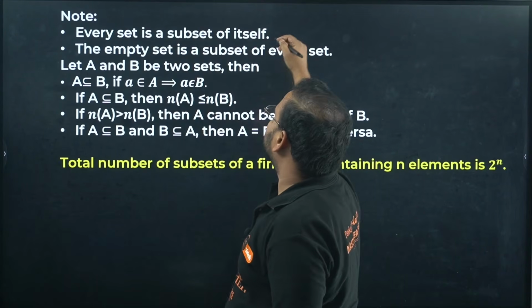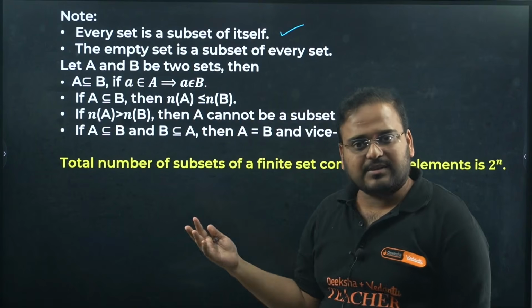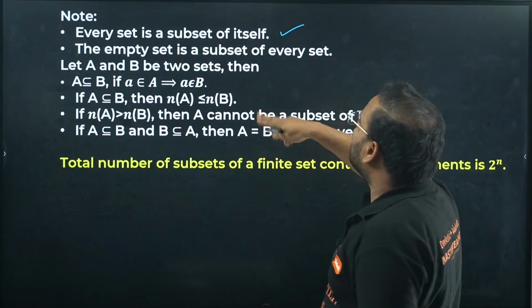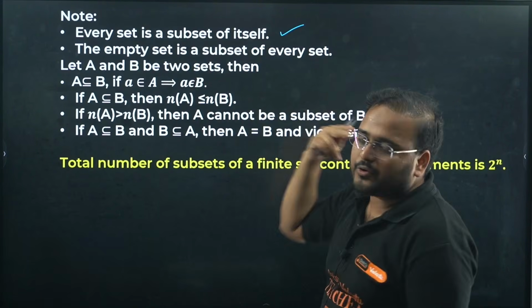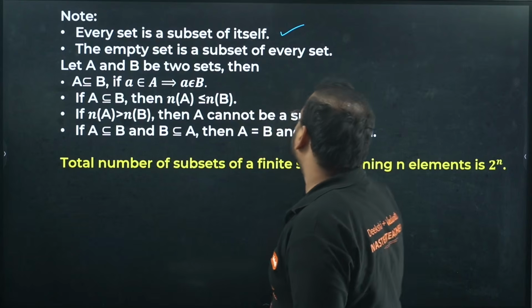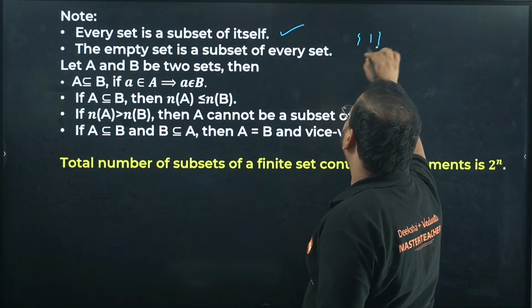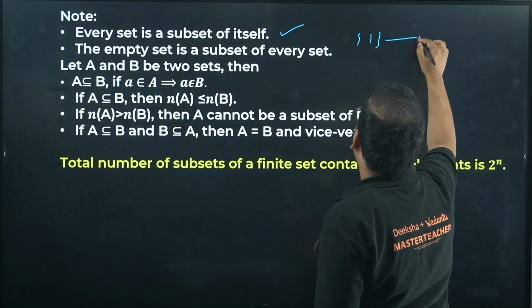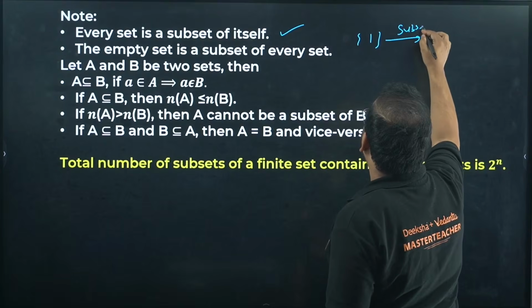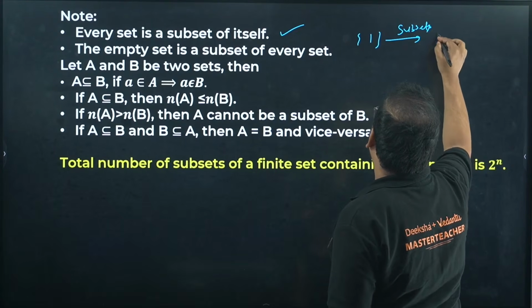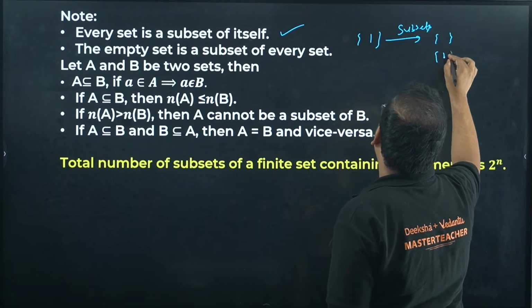Every set is a subset of itself. Correct, sir? Every set is a subset of itself? Of course, yeah. Every empty set is a subset of every set. Because if you write the subsets of any set, for example, let's write this set which has only one element, 1. Let's write the subsets of this set. We can have two cases. We can have nothing in it and we can have one in it.